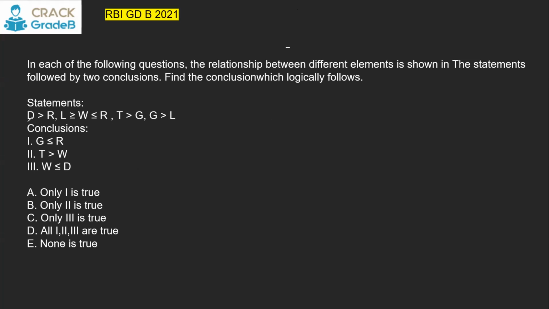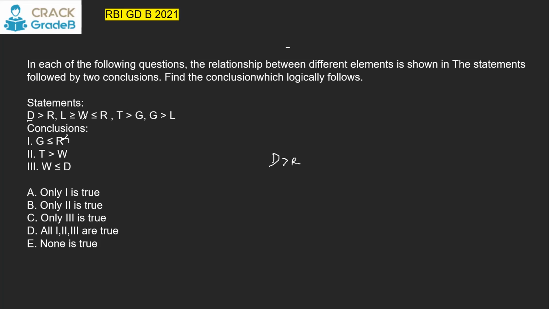Now this is a question from RBI Grade B 2021. We have to compare between G and R. So we can say first D is greater than R. Now R and L, there is a contradiction. G is greater than L. Between R and L, there is a contradiction. So this relation can't be formed.